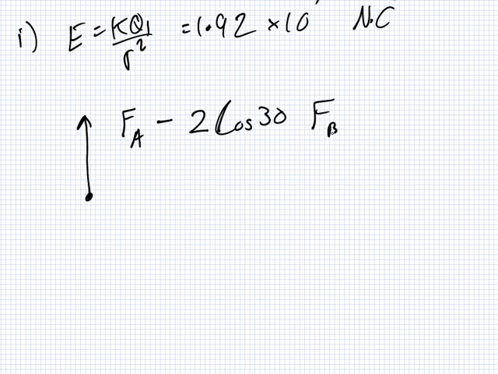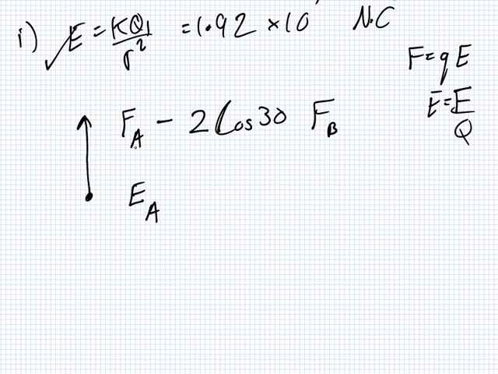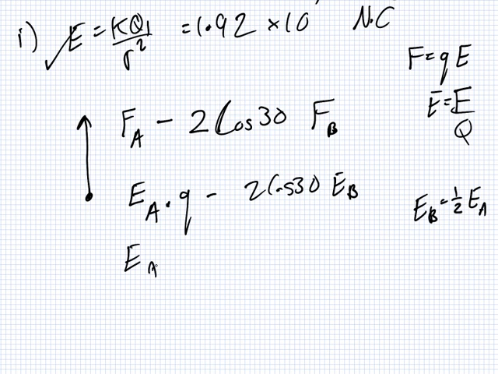How do we calculate the F? Well, the formula is F equals QE. Do you remember that? Or the other one is E equals F over Q. So this FA will be EA, because that's what we had from the first part, times Q, minus 2 cos 30, and FB is nearly the same as the first one. What's the only difference? It's halved. Why is it halved? 2 to 4, yeah. So in fact, you can just say EB is a half EA. So this becomes EAQ minus 2 cos 30, a half EA.